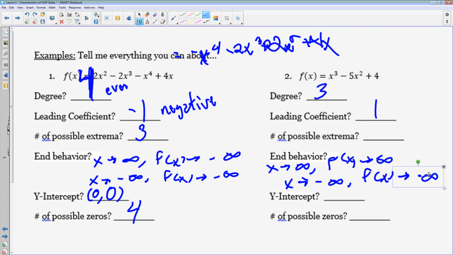Okay, my number of possible extrema, 3 minus 1 is 2. My y-intercept is going to be when y is 4, so (0, 4). My number of possible zeros is going to be my degree, 3.